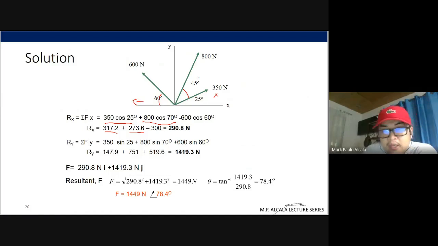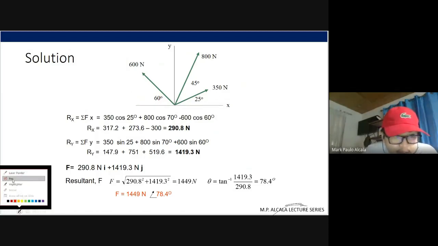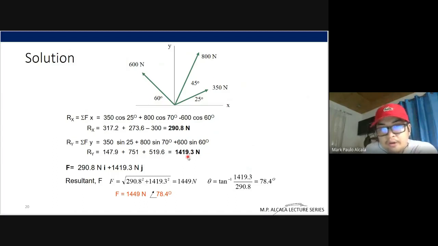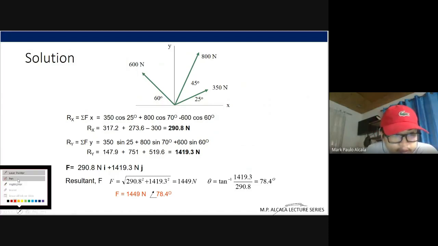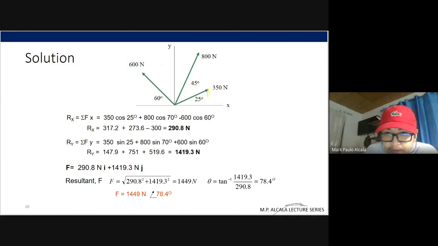Now, for the y, let me erase that first. Erase all the ink on the slide. Then for the y, let's use the laser pointer. The 350 Newton sine 25, that will be this y component. Okay? So let's use the highlighter. So this force, that magnitude. And then this one, 800 sine 70 degrees, this magnitude. That will be 751. And finally, plus 600 sine 60 degrees, this magnitude.